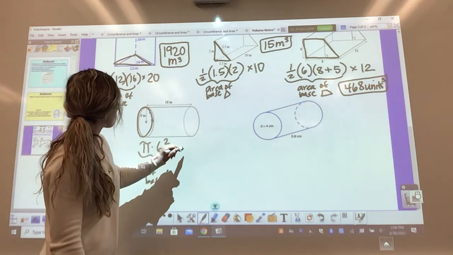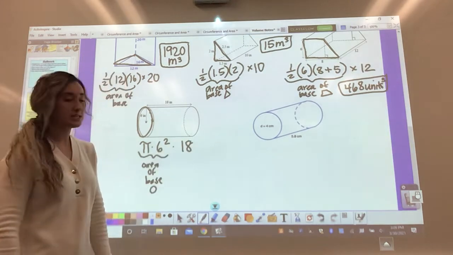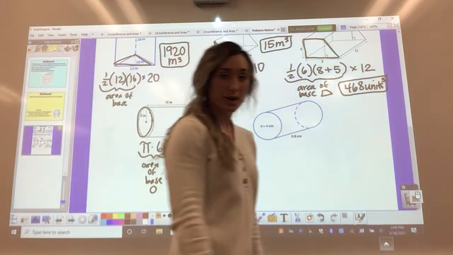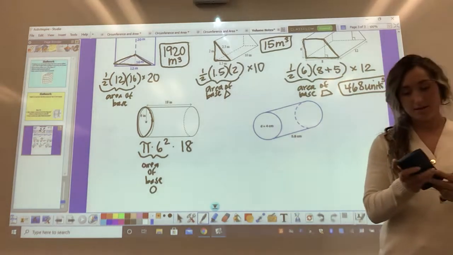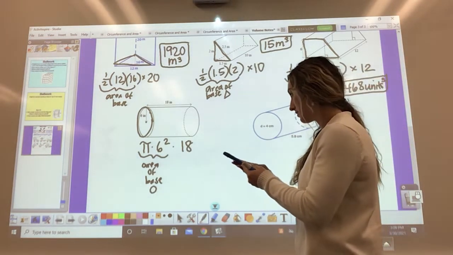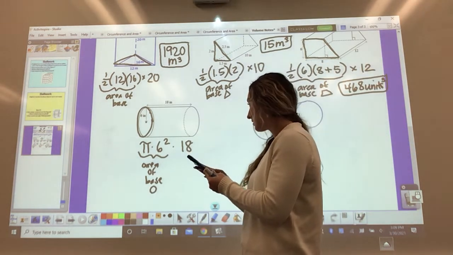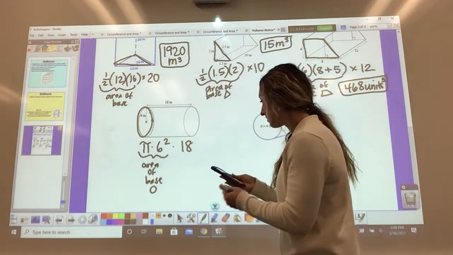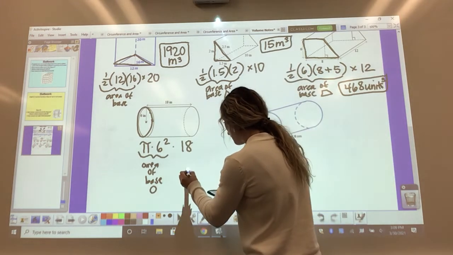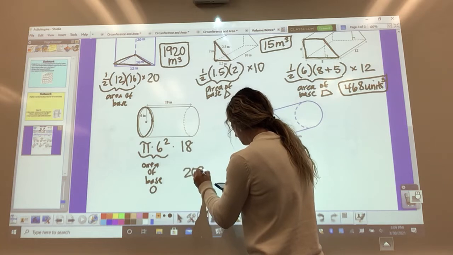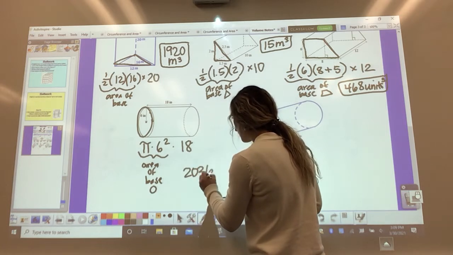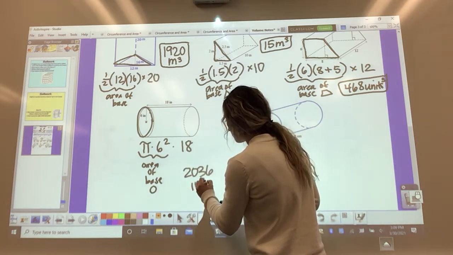And I multiply that by the height, which is 18. So get your calculator. Pi times 6 squared, or 36, times 18, and you get approximately 2036, if I round up, cubic inches.